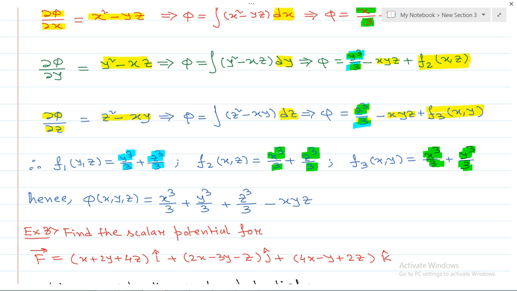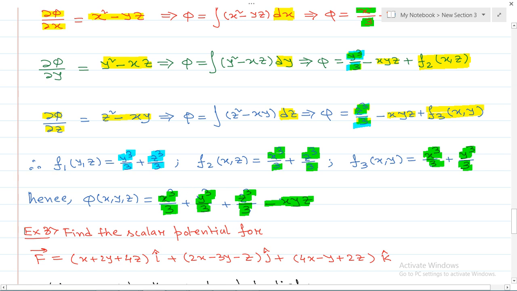What is our phi function? x cube by 3, y cube by 3, and z cube by 3 minus xyz. So this is the ultimate phi function. So let us make it more clear.